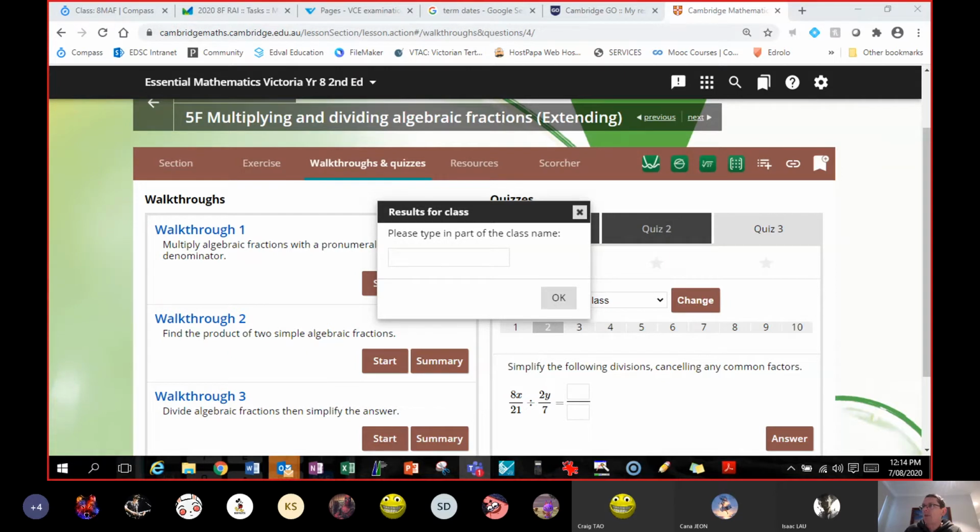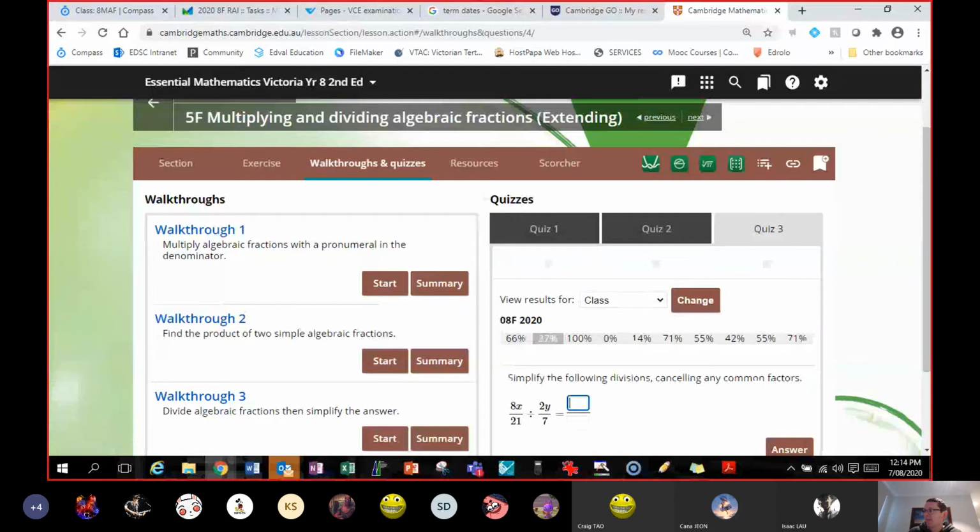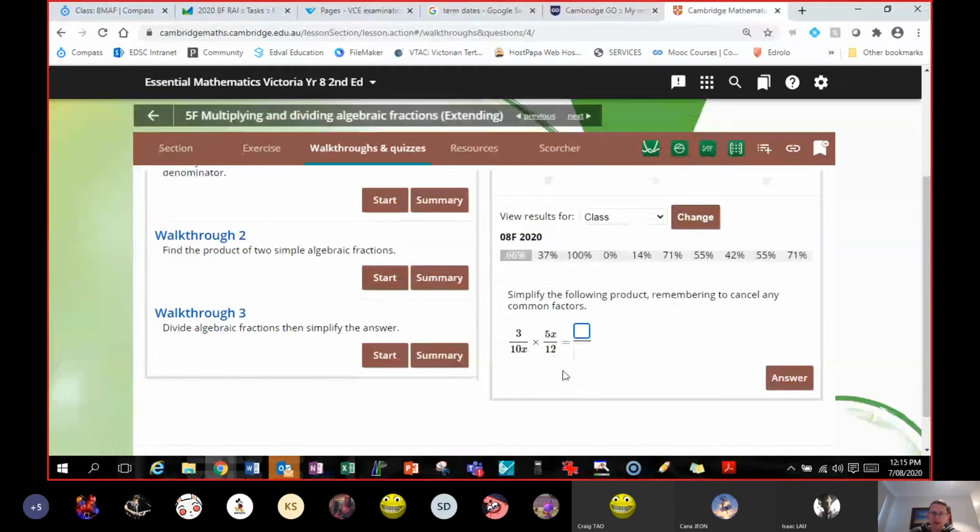Okay, so what we're looking at doing with this one is having a quick look at these ones. With multiplying and dividing, I find it a lot easier than addition and subtraction. The reason is that if it's multiplication, you just multiply the numerators together and the denominators. If it's division, you've just got to flip it. So let's have a quick look at this one for multiplication.